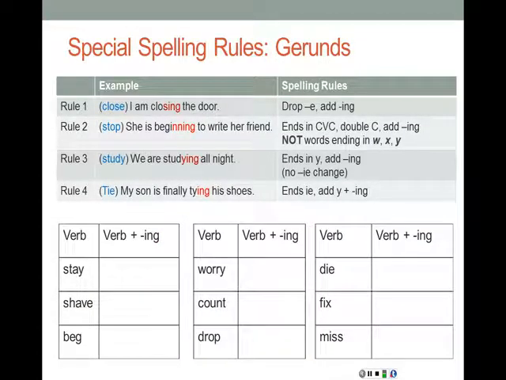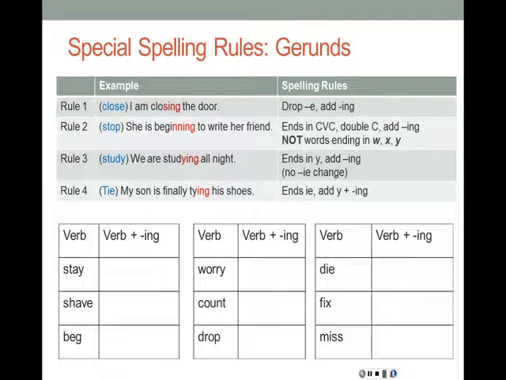It is important to spell the gerund form of the verb correctly. In general, add ing to the verb. However, there are some special spelling rules. Pause the video to review the spelling rules and complete the spelling practice. Rule 1. After a verb that ends in E, we drop the E and add ing. Rule 2. After a verb that has the form consonant, vowel, consonant, we double the consonant and add ing.